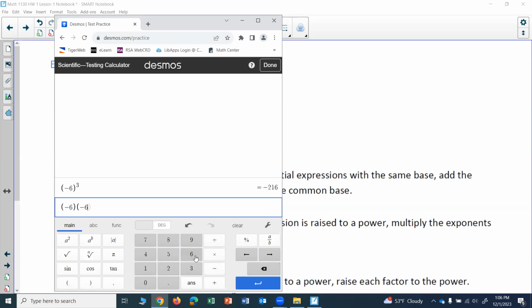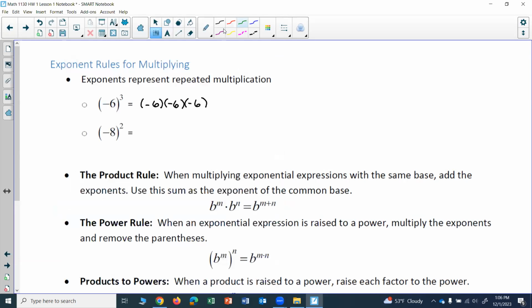Now notice it would be the same answer if I put parentheses -6, close the parentheses, do another set of parentheses with another -6, and then a third set with a -6. So -6 times -6 times -6. So you can use the exponent key or write out the entire multiplication. All right, so that comes out as -216.